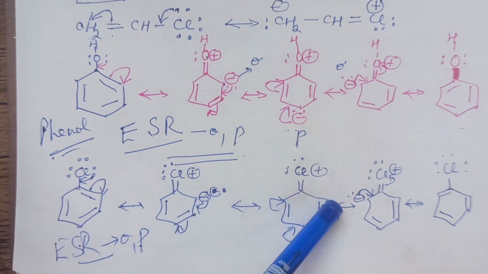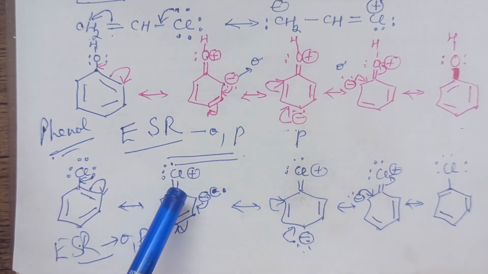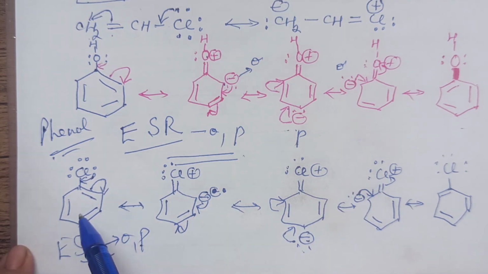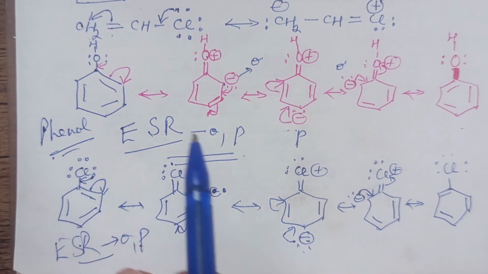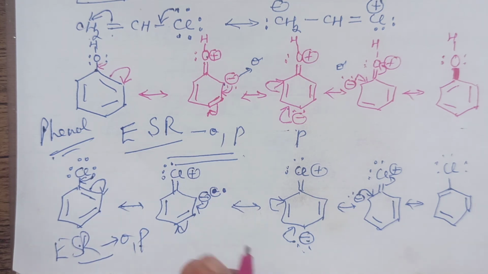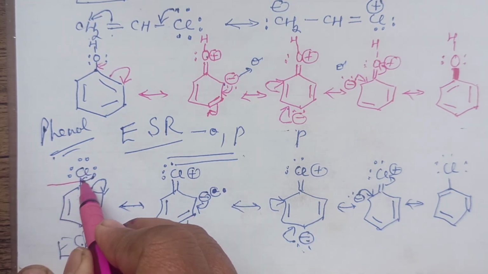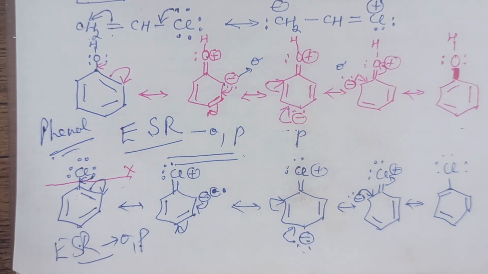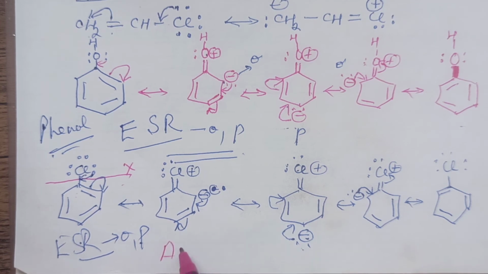In all the structures you are observing, the center ones, there is a double bond between carbon and chlorine. So, what we can say is, this is haloarene, chlorobenzene. This carbon-chlorine bond in chlorobenzene cannot break easily.